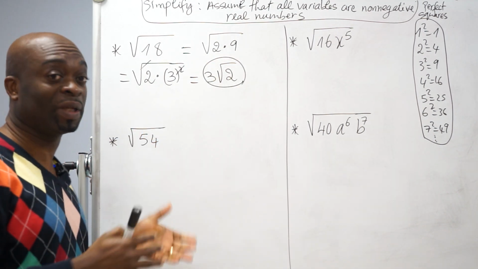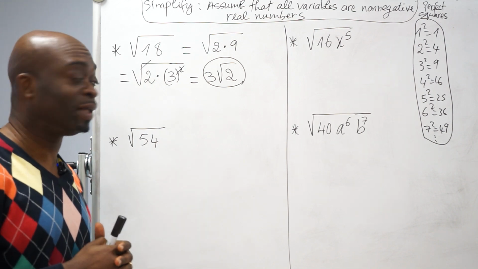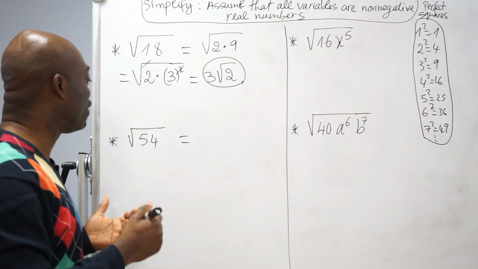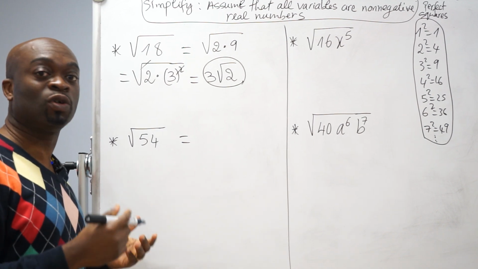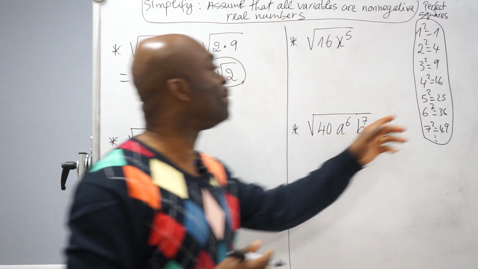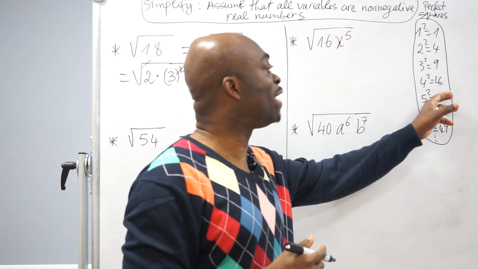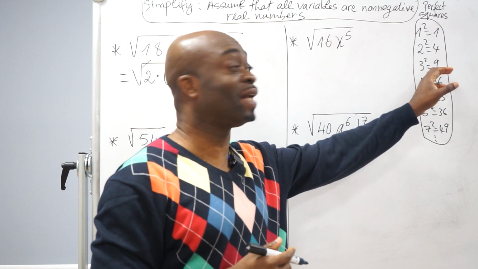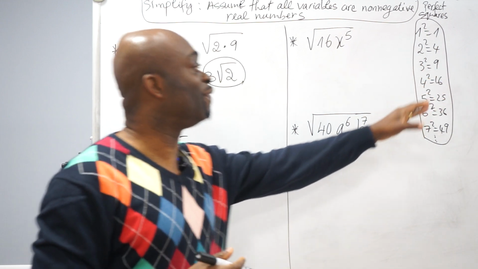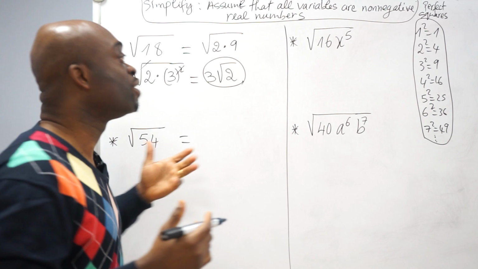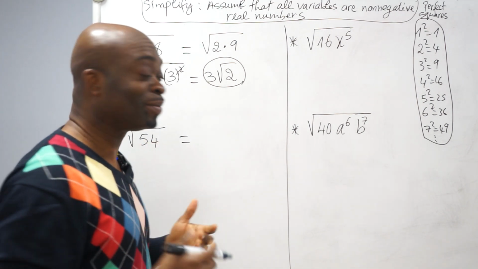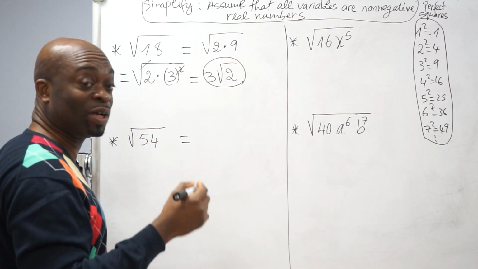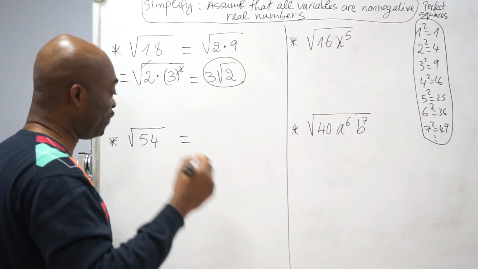I took time to explain what we'll be going through. So now let's take the next one, which is square root of 54. How can we break down 54? That's all we have to look for. What number can 54 divide by over here? Can it divide 4? Can it divide 9? Can it divide 16? Your multiplication table is still asked. So 54 can be divided by 9, because 6 times 9 is 54.